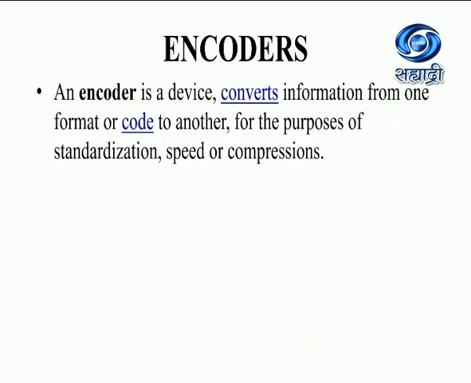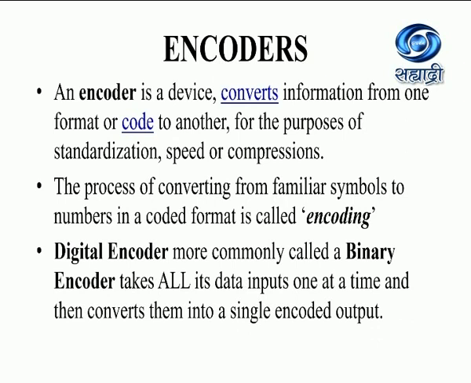So let's see the second part, that is encoders. What do you mean by encoders? So an encoder is a device which converts information from one format or code to another for the purpose of standardization, speed or compression. So basically it converts the information which is in the human message into the coded form. That's why it is called encoder. So the process of converting from familiar symbols to the numbers in a coded format is called encoding.